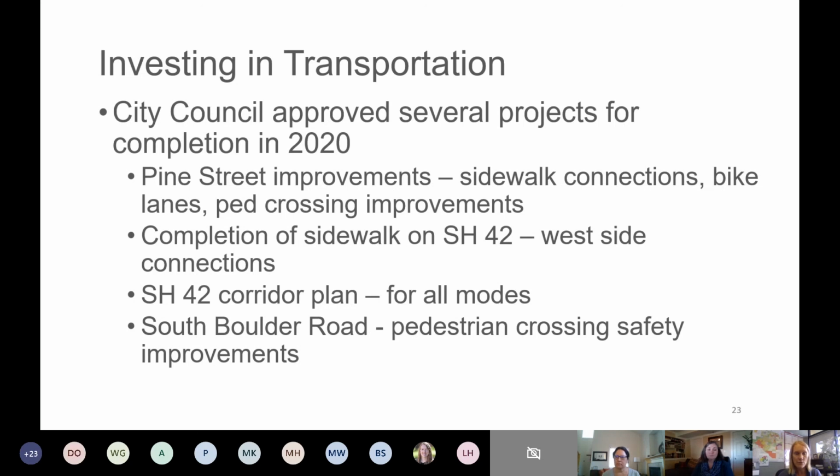And then on South Boulder Road, we received TIP funding to do pedestrian crossing improvements at numerous intersections on South Boulder Road. And this is really going to improve the safety for pedestrians crossing that road, which is a very busy road. So as we look forward, we have included in the Transportation Master Plan a large number of projects that we would like to see completed over the next 10 to 20 years.